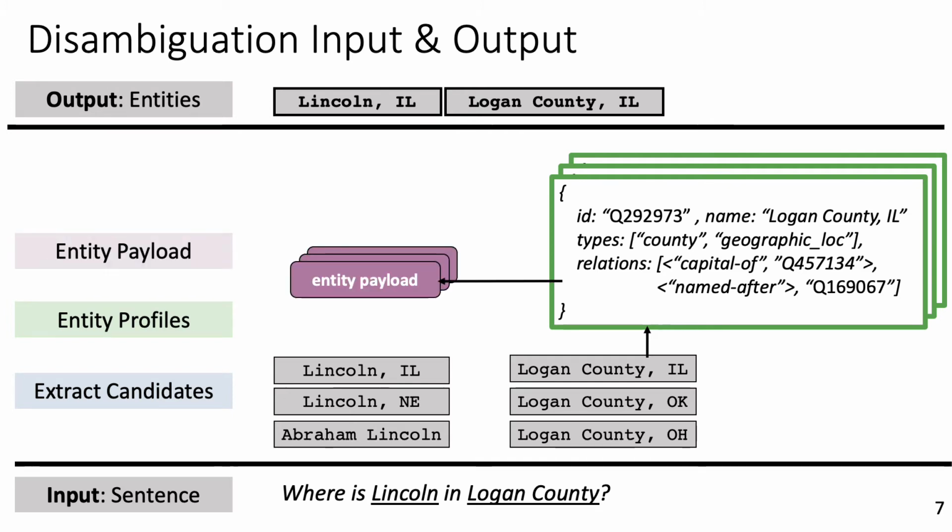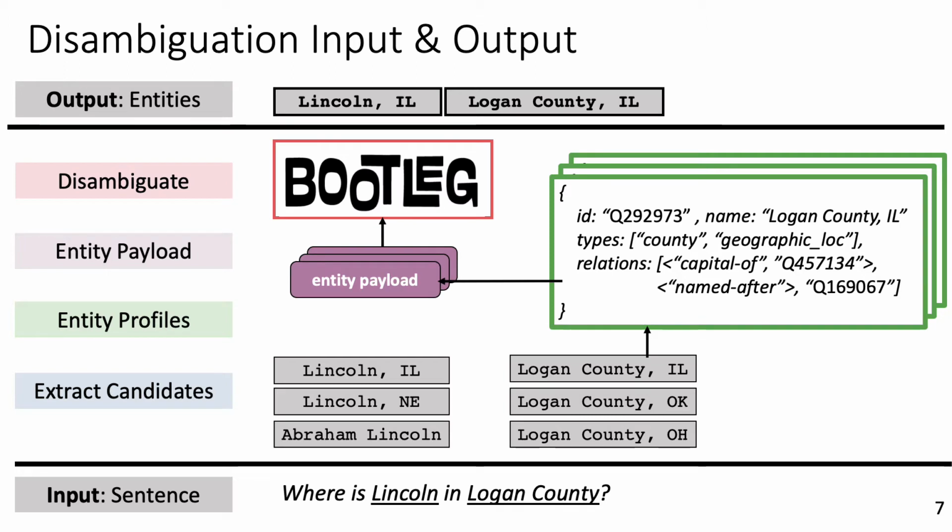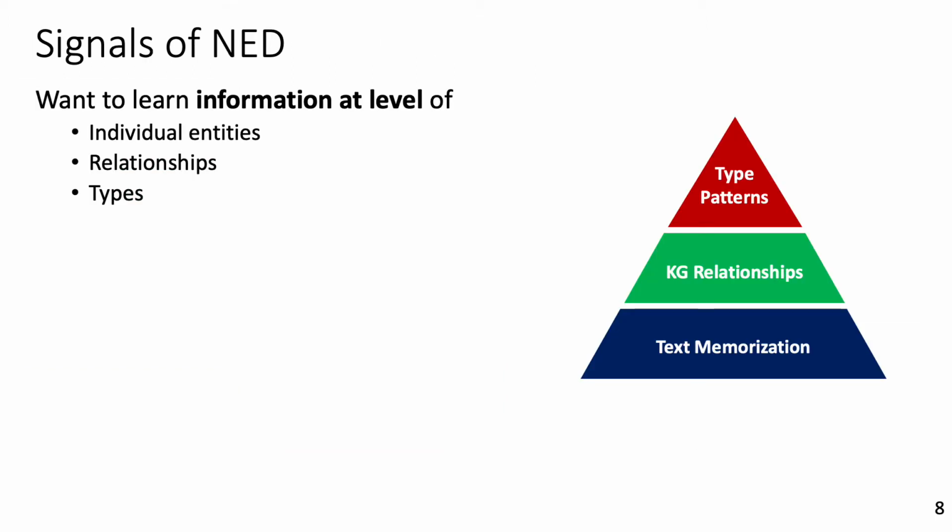And we use this to generate an embedding, an entity payload, which gets fed to our neural model, which then outputs the most likely candidate. So now we're ready to dive into these structural resources that I hinted at earlier. Disambiguation, as I'm going to show, actually requires learning information over text as well as over relationships and types, and these three different sources of information actually form a hierarchy.